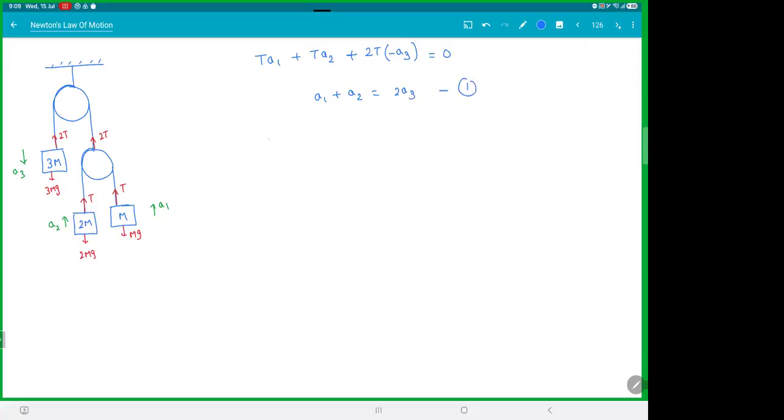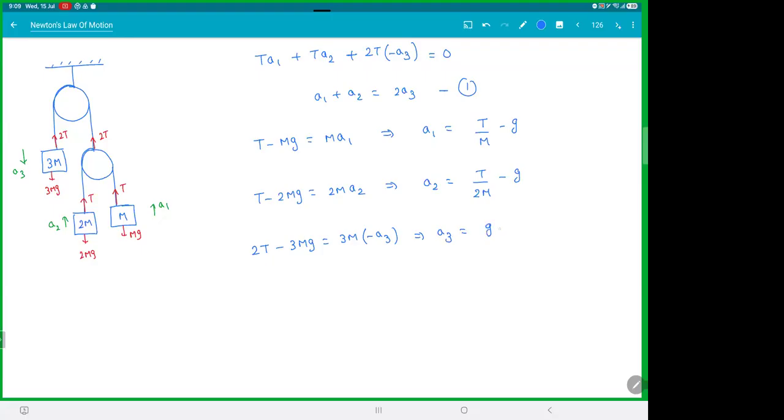Then write the force equation for this. T minus mg is equal to ma1. So here I can clearly see A1 is T by m minus g. Second block, T minus 2 mg is equal to 2ma2. So A2 will be T by 2m minus g. 2T minus 3 mg is equal to 3m into A3. So A3 is equal to g minus 2T by 3m.